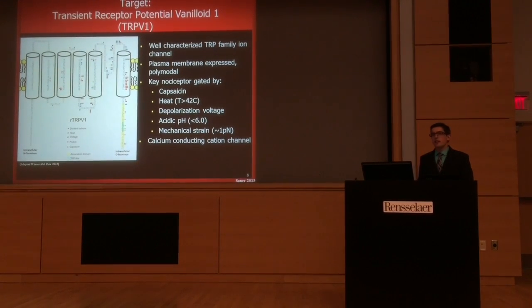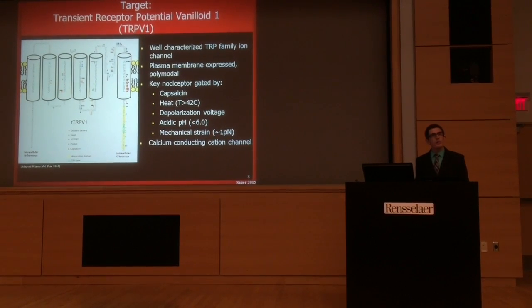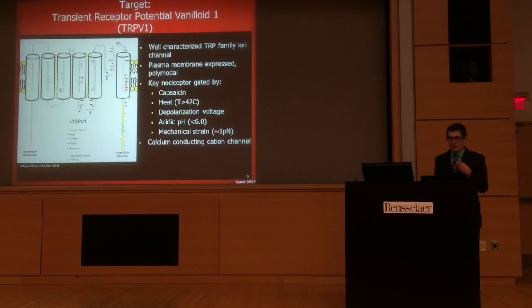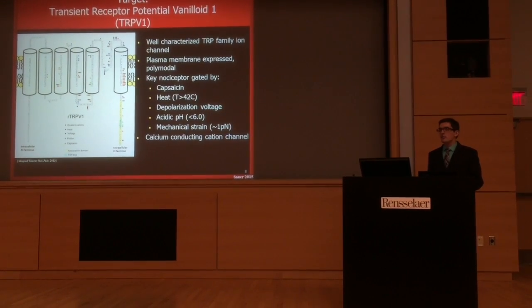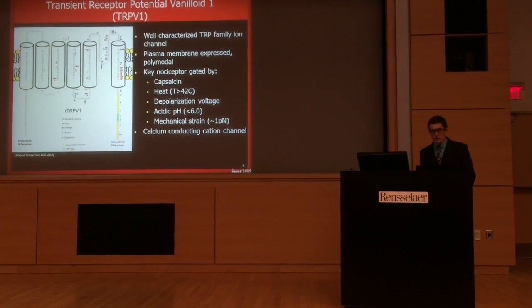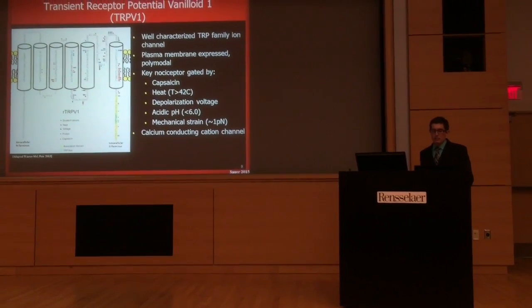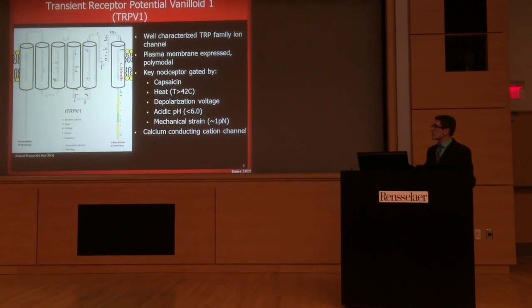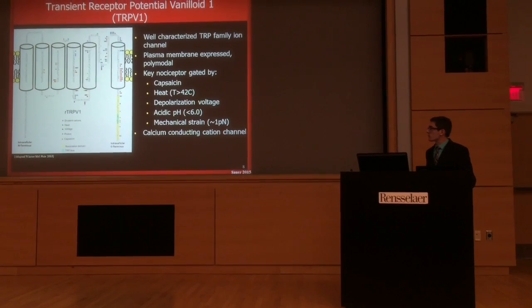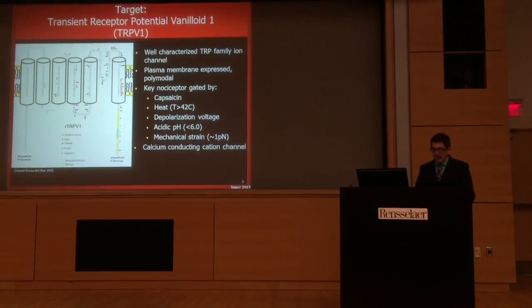So it's canonically the capsaicin receptor. So if you like spicy food, that's your TRPV1 ion channel in your tongue opening. Moderate heat, so if you touch a hot object over 42°C, this will open. Strongly depolarizing voltage, acidic pH, and mechanical strain. Fairly moderate mechanical strain, and this will be important later. And it conducts the calcium ion.